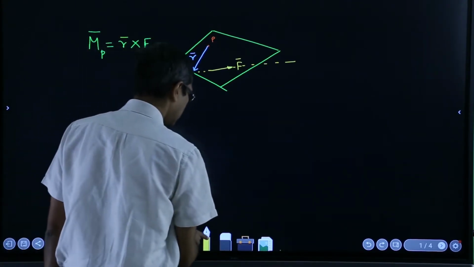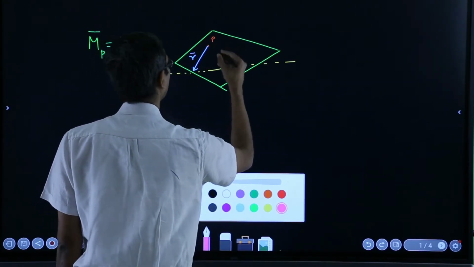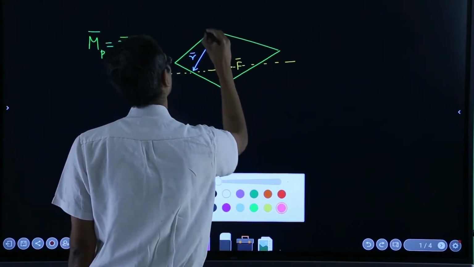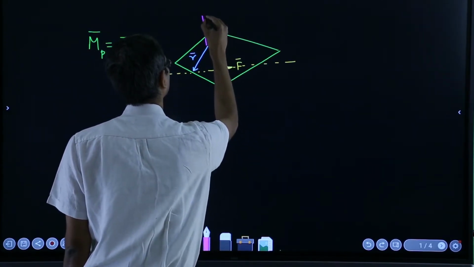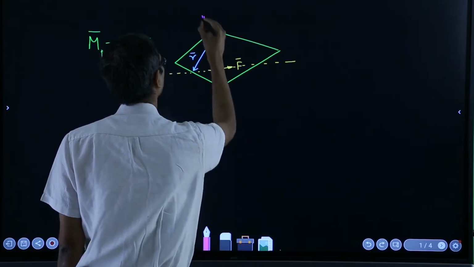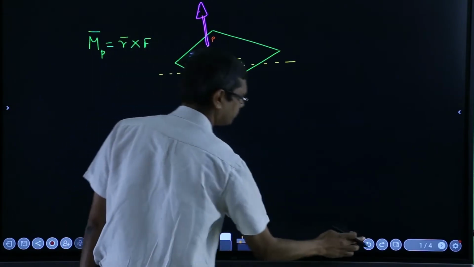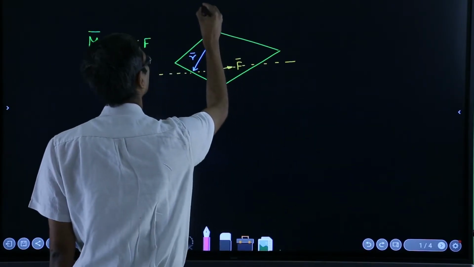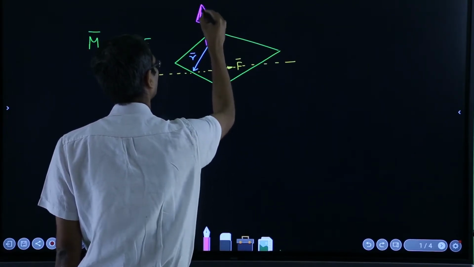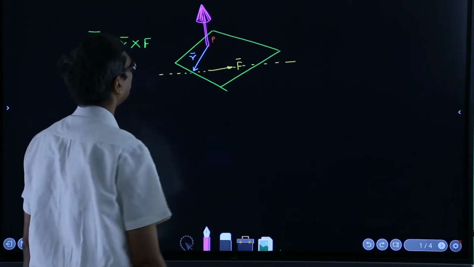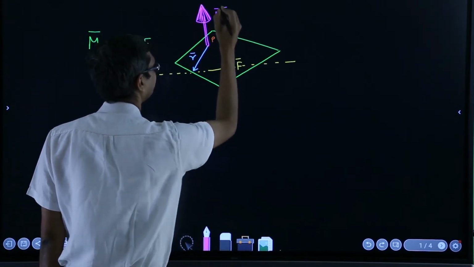And I just want to show that the direction of M will be perpendicular to this plane, and this will be something like this. Okay, this is M P.